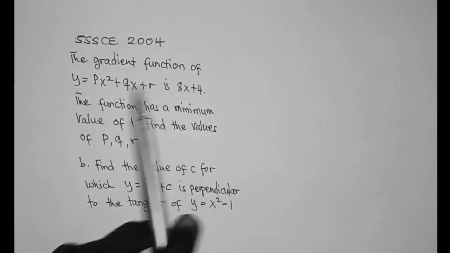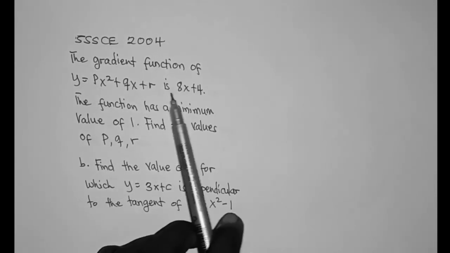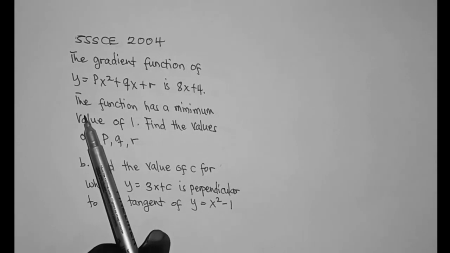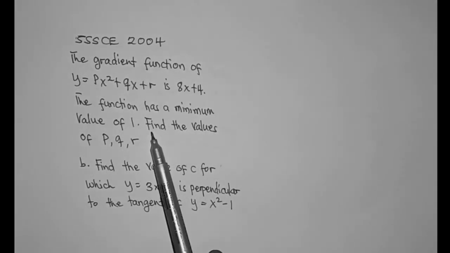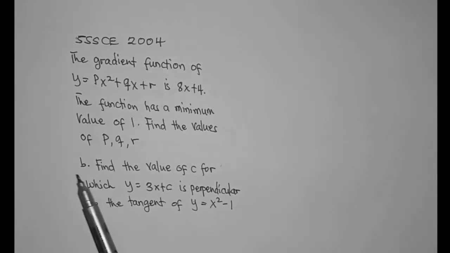The gradient function of y equals px squared plus qx plus r is 8x plus 4. The function has a minimum value of 1. Find the values of p, q, r. And then b, find the value of c for which y equals 3x plus c is perpendicular to the tangent of y equals x squared minus 1.